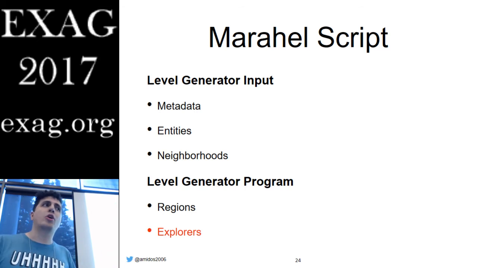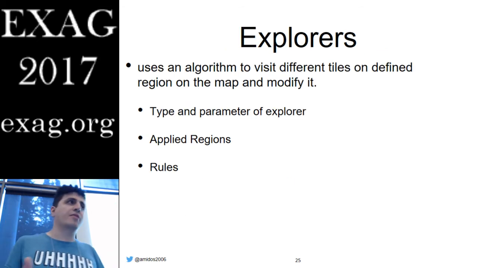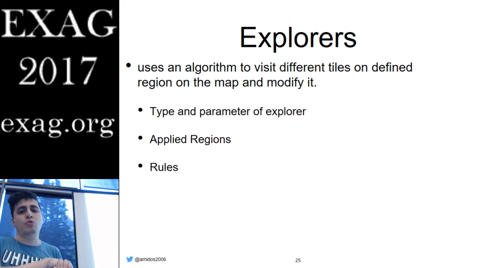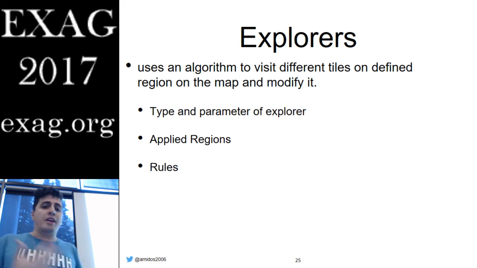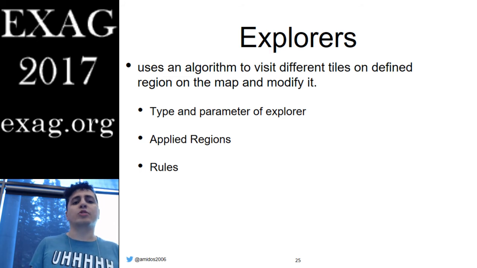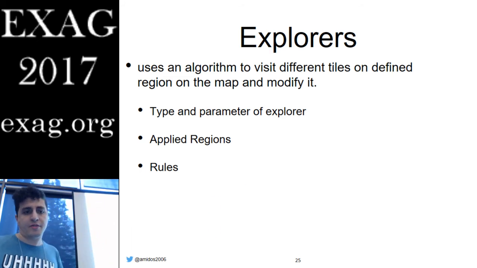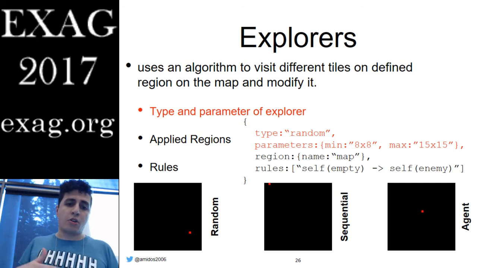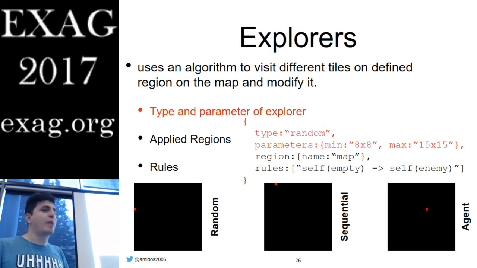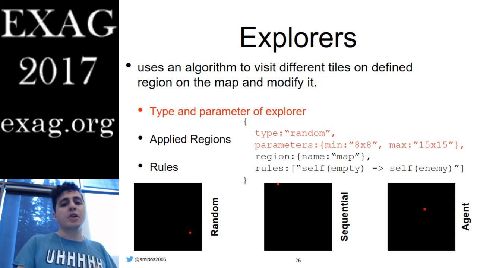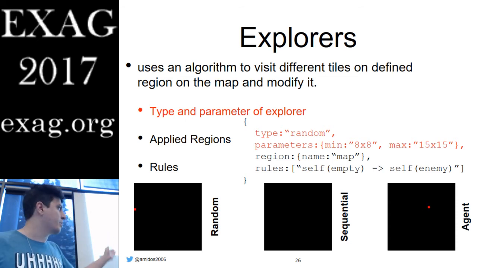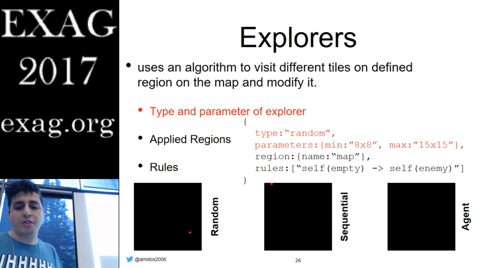And the explorers are the part where it tries to change the map itself and get the generated map you wanted. So it's the core thing in our algorithm and in Marahel itself, and it uses an algorithm. The explorer uses an algorithm to move over different tiles in a certain region or the whole map and try to modify them. That's why it consists of these 3 areas. The first one is the type of the explorer and the parameters. The type is how it's going to visit the tiles in the map or in this region. It could be random, just visiting random tiles. It could be sequential, each tile after the other. Or it could be using an agent, like a random walking agent, where it walks north and then randomly changes directions.